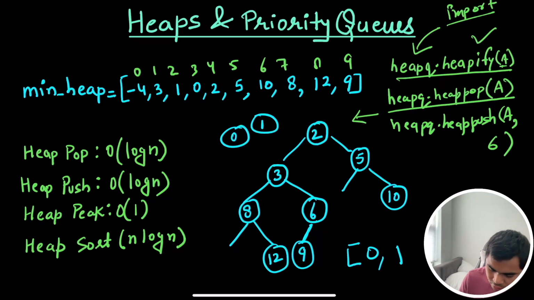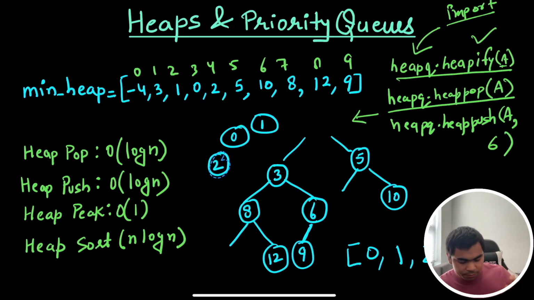So now I guess you understand what I'm trying to say. Then you will pop 2 again. So this 2 is out, right? This 2 is out, you popped it. Now out of 3 and 5. So this is how you perform a heap sort.